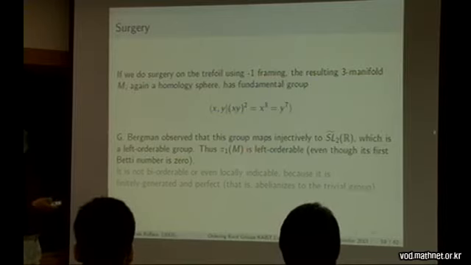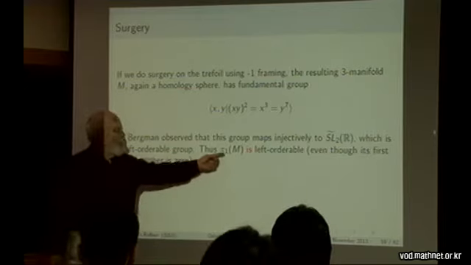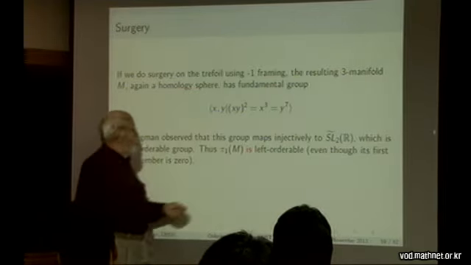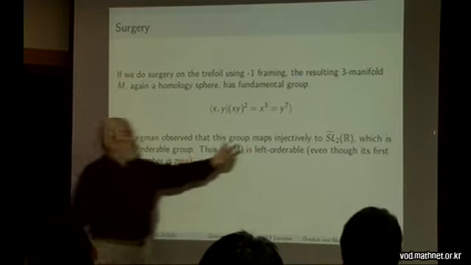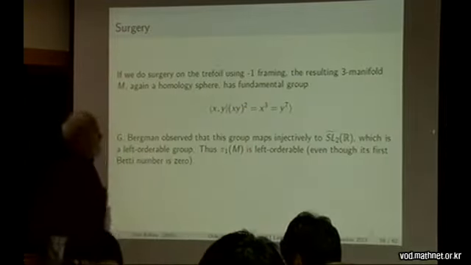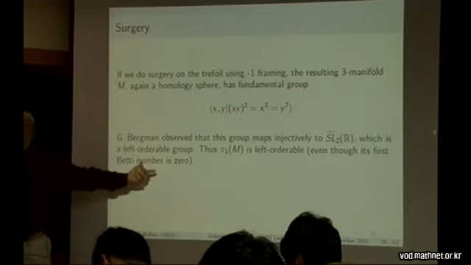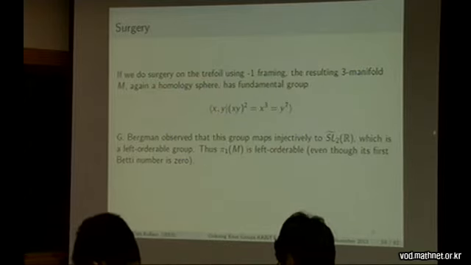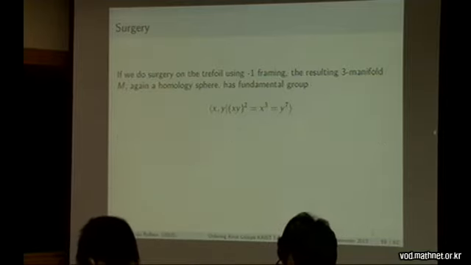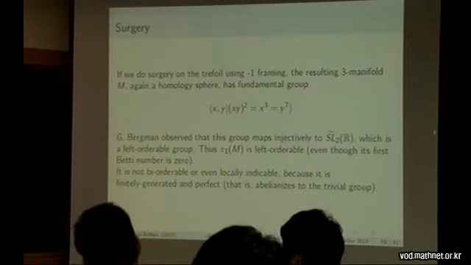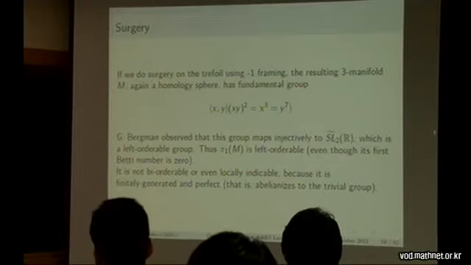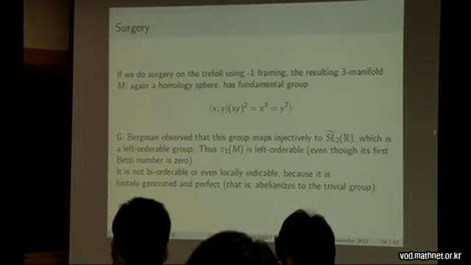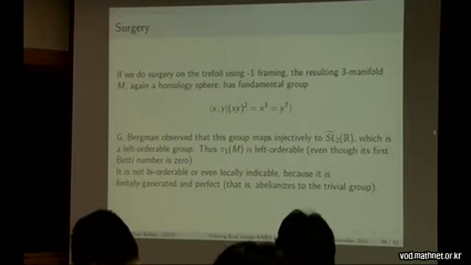So this 3-manifold is left orderable. Why? Because its group embeds in SL2R, which is left orderable. But its first Betti number is 0 because it's a homology sphere. So there are left orderable 3-manifold groups which are perfect. Right, that's a perfect group. Because it's perfect, it's not biorderable or even locally indicable, because perfect groups can never map to the integers. And it's finitely generated, with 2 generators.